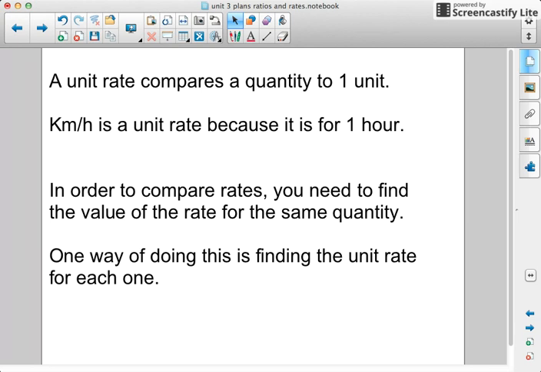The unit rate compares a quantity to 1 unit. So kilometers per hour is a unit rate because it's for 1 hour. When we want to compare rates, you need to find the value of the rate for the same quantity. One way you can do this is to find the unit rate for each one.